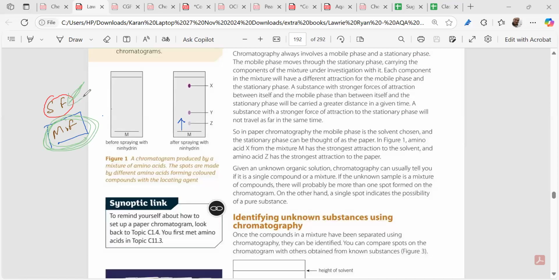My question to you in that Zoom chat: if the solute is having more attraction with the mobile phase than the stationary phase, will it travel faster or slower? F or S, quickly. Who's the fastest finger?